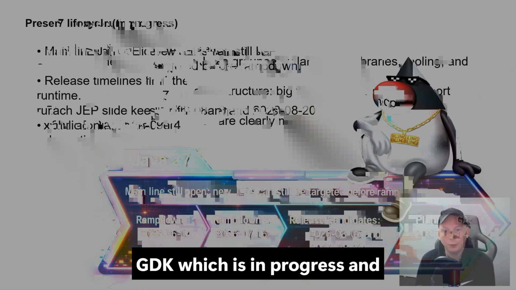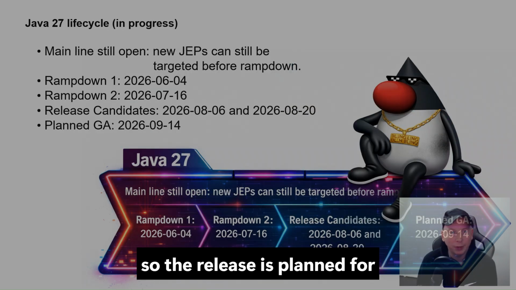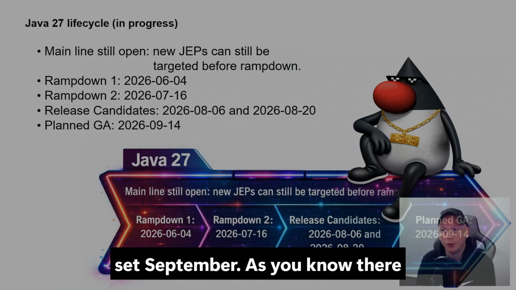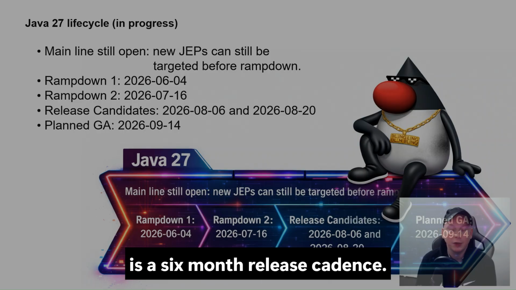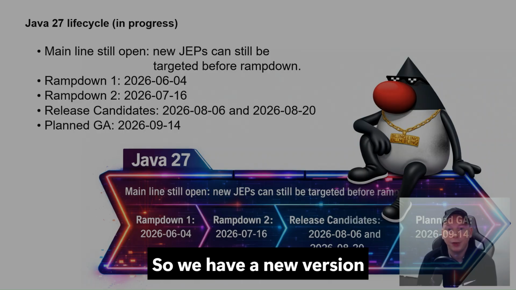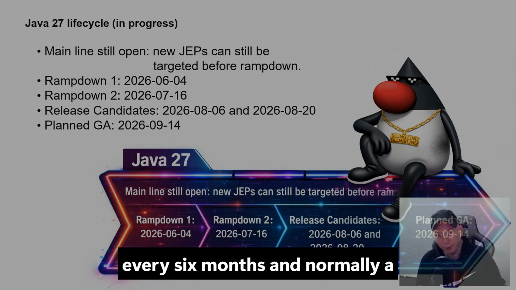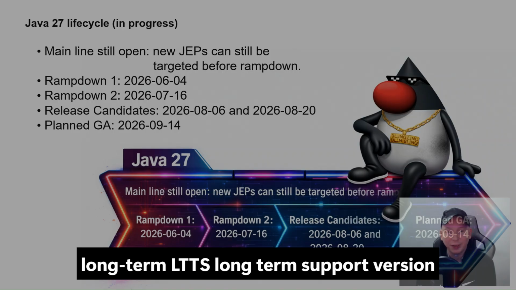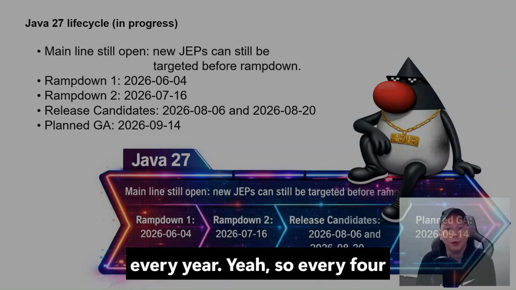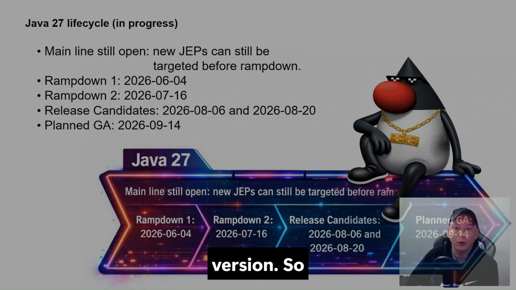Then there is Java 27, the JDK which is in progress, and the release is planned for September. As you know, there is a 6 months release cadence, so we have a new version every 6 months. And normally, a long-term support LTS version every 2 years, so every 4 versions.